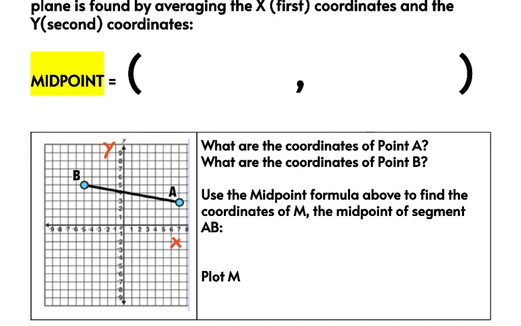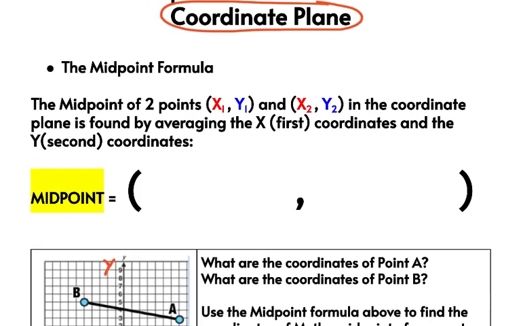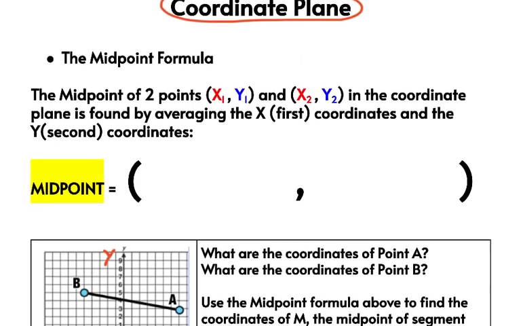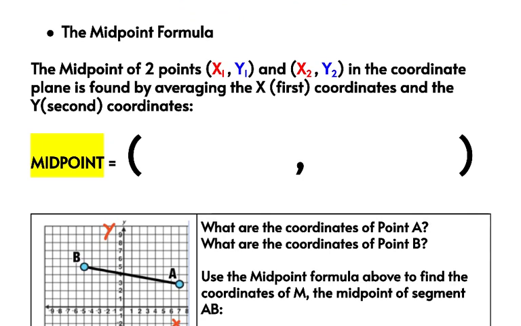But if you look at this segment AB on the graph, we're going to be talking about what are the coordinates of the midpoint, and in this lesson we're going to talk about how long it is. What is the distance between those 2 points? And we find both of those with formulas. So first we'll talk about the midpoint formula.